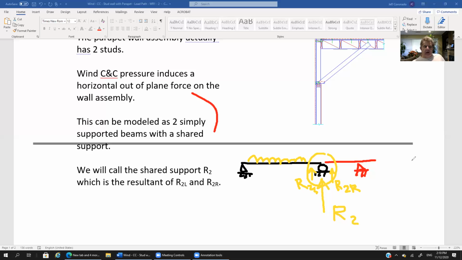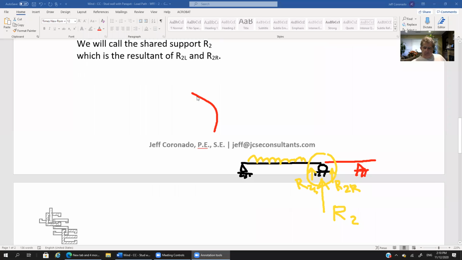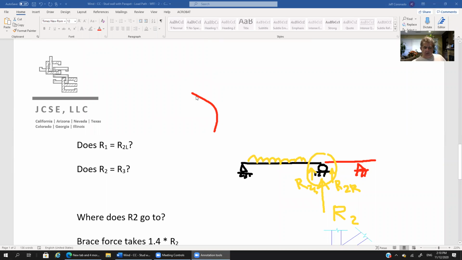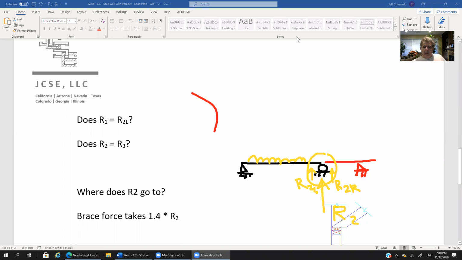Okay, all clear? If you aren't, by all means, send me an email. We'll try to clarify. Some of these things have already been covered in other tutorials, like the determination of component and cladding wind pressures. So just feel free to send me an email with anything that you're not understanding, and we'll certainly try to clarify these things for you.